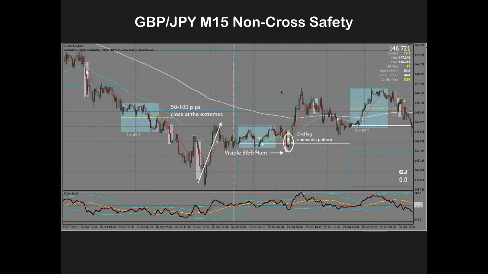Okay, and then going further into continuation, you can see that the 5200 crosses into the next day, and then you can look for a stop hunt again, or a W off the 200 EMA, and then a pattern, and then a move upwards. Okay, so that is an example of a non-cross safety.